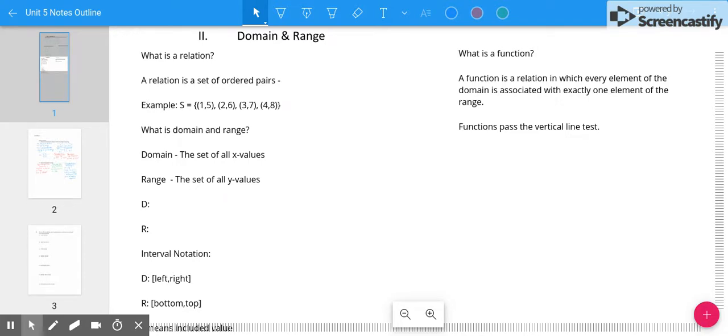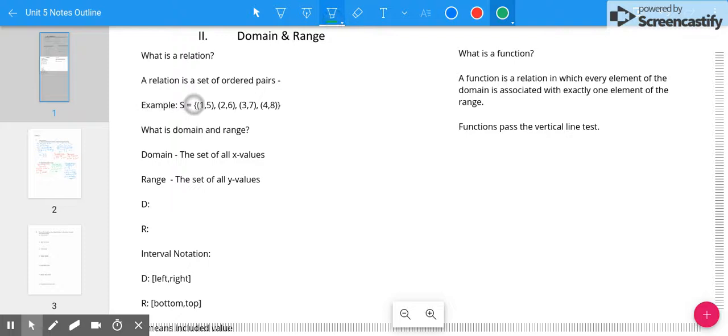So this video will be talking about a brief review of domain and range and relations and functions. I typed up some notes here for you. First of all, going back through the basics, what is a relation? A relation is just a set of ordered pairs.